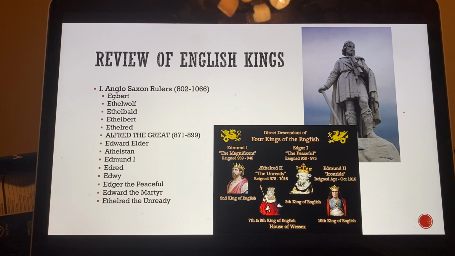These are all under Alfred. We didn't go over a lot of these, but you can see this, and here are some pictures of them if you look at the pictures. This is definitely Alfred the Great.